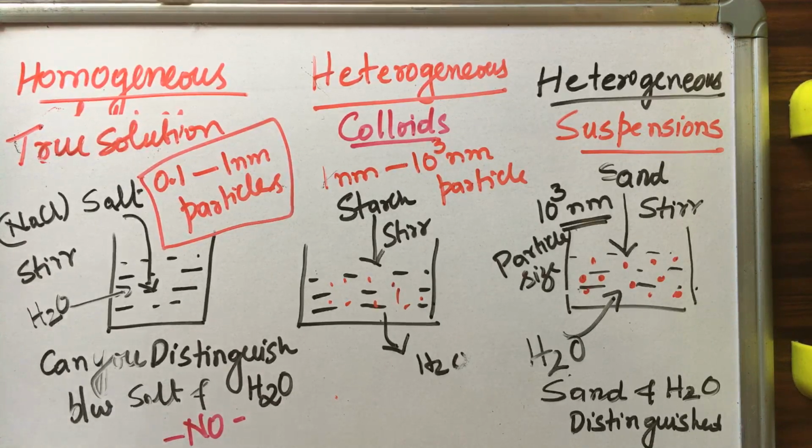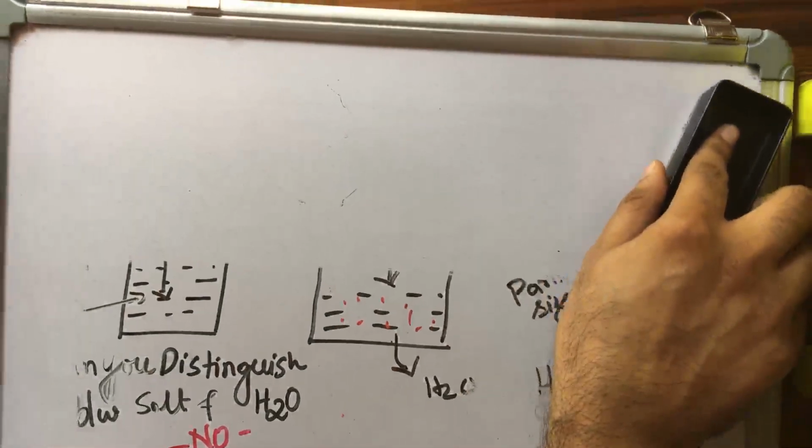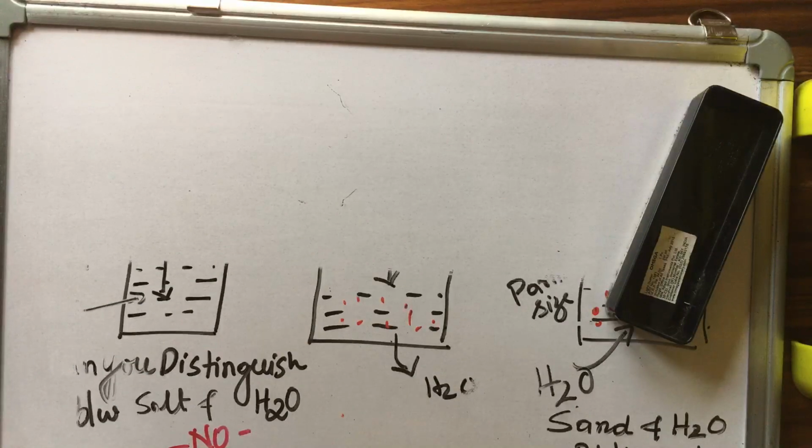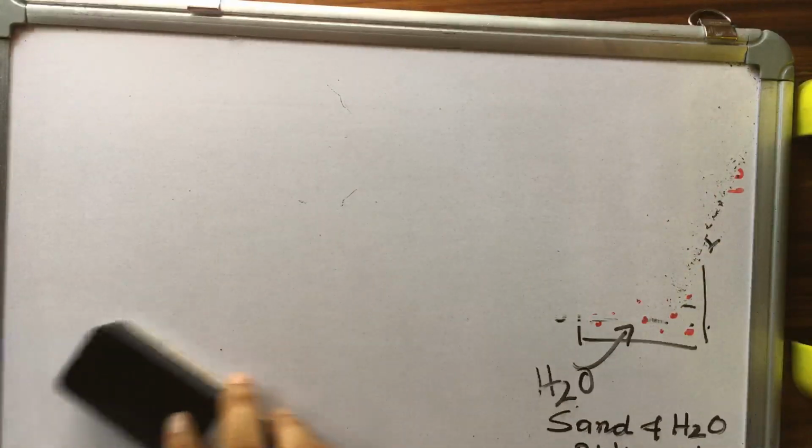Now, as you studied in the first part, adsorption, what are the two important terms, students? One is adsorbent, another is adsorbate. Similarly, in the case of colloids, you need to know two important things: dispersion medium and dispersion phase. In the last part, we need to study dispersion medium and dispersion phase.